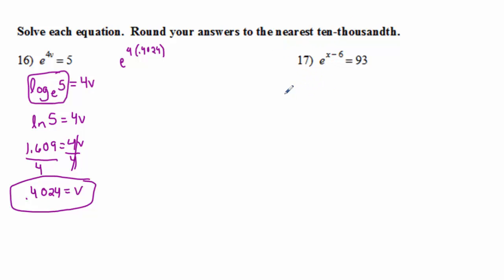So 17, rearrange this into a logarithm. Log base e of 93 equals x minus 6. So I need to find log base e of 93 on my calculator. Or you can think of this like it's ln of 93. And once we do that, we're going to add 6 to both sides. So what is the natural log of 93?